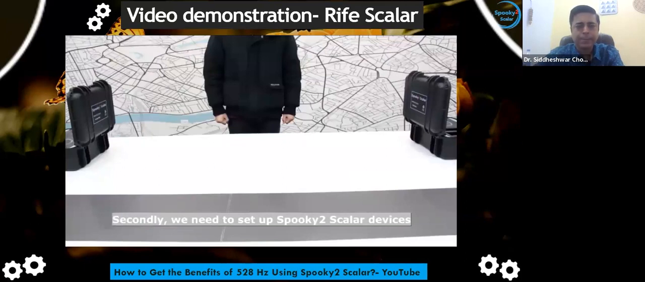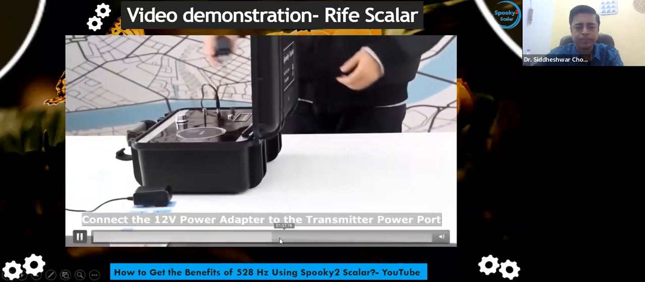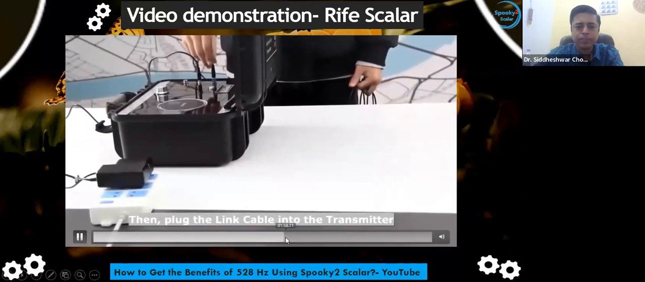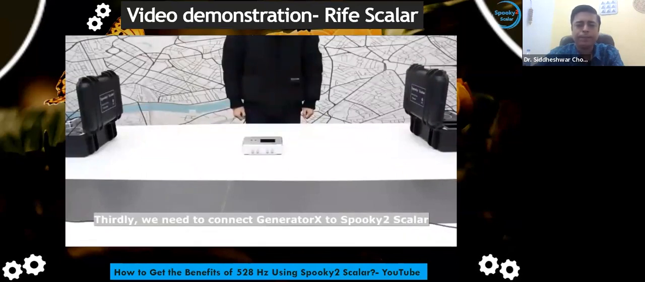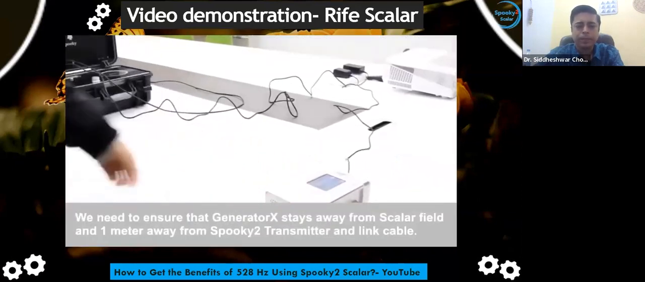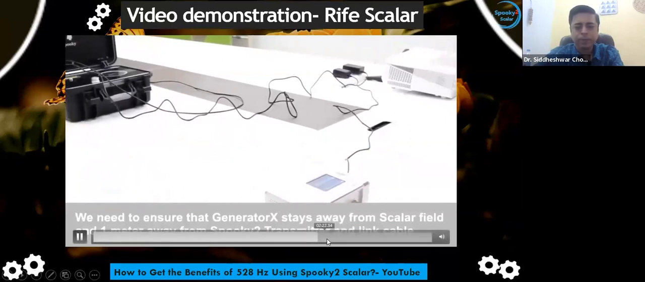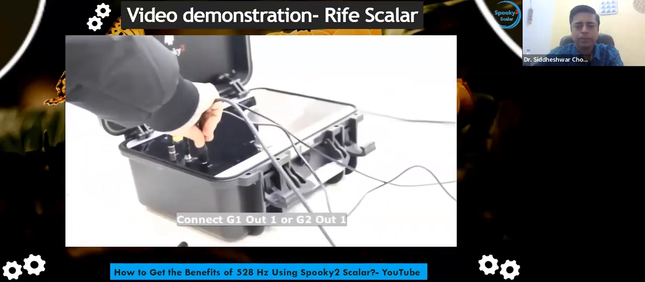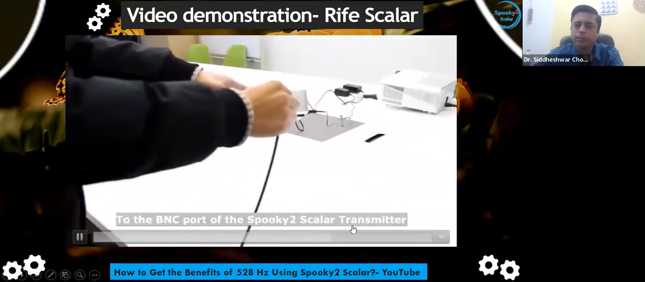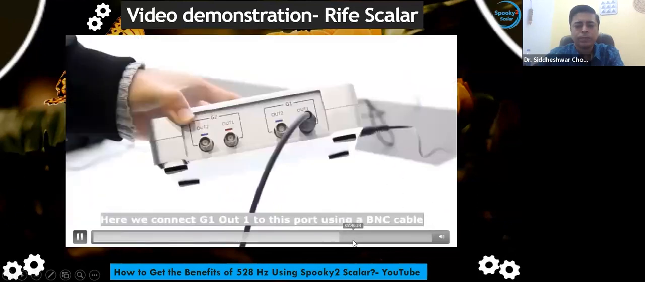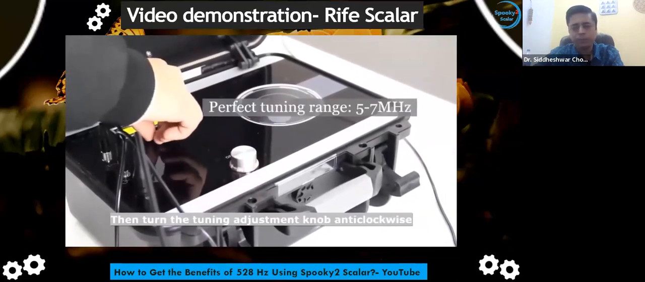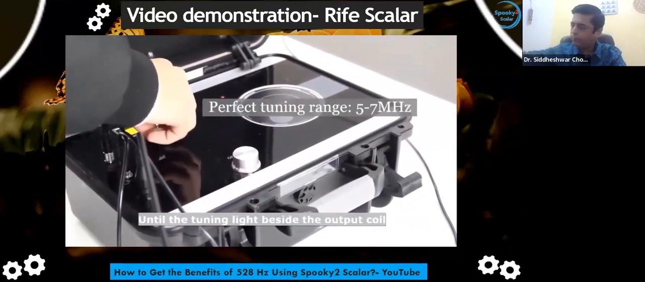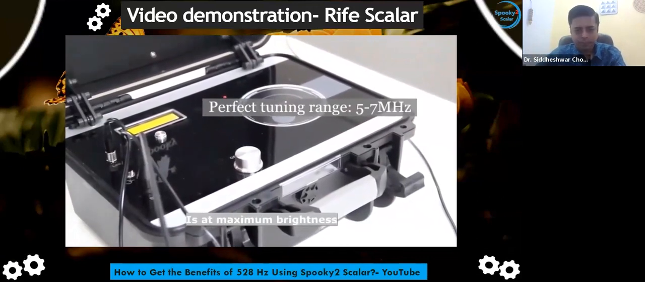Set up Spooky2 Scalar devices. Connect the 12-volt power adapter to the transmitter power port. Then plug the link cable into the transmitter and receiver link connector. Thirdly, we need to connect generator X to Spooky2 Scalar and tune Spooky2 Scalar. We need to ensure that generator X stays away from the scalar field and 1 meter away from the Spooky2 transmitter and link cable. Connect G1 out 1 or G2 out 1 to the BNC port of the Spooky2 Scalar transmitter. Here we connect G1 out 1 to this port using a BNC cable. Okay, we can turn on Spooky2 Scalar now. Then turn the tuning adjustment knob anti-clockwise until the tuning light beside the output coil is at maximum brightness.